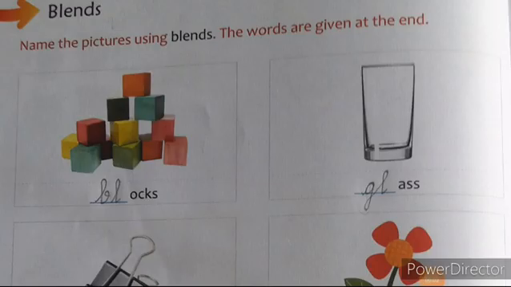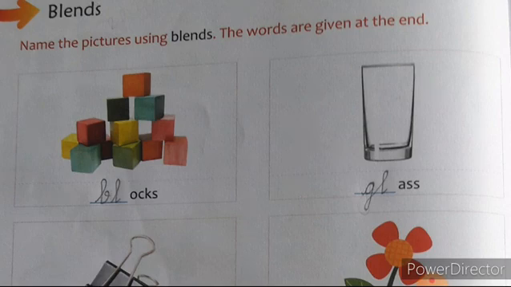Next one, children, name the pictures using blends. The words are given at the end. So at the end of this page, the words are given. According to that, you have to fill the blends here. So listen, children, first you have to identify the picture, what it is, and the words are given at the back. With the blends you can fill it.